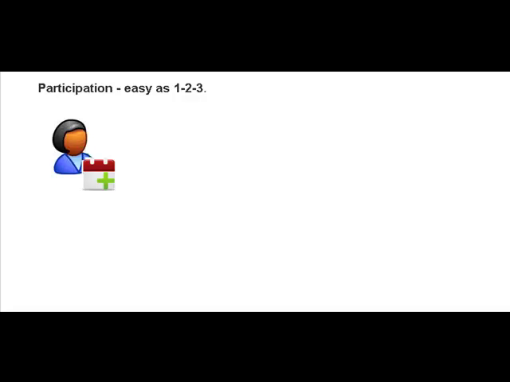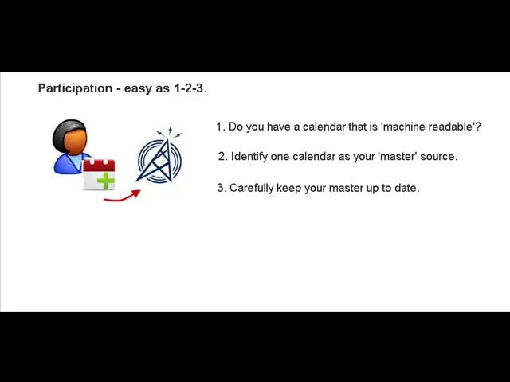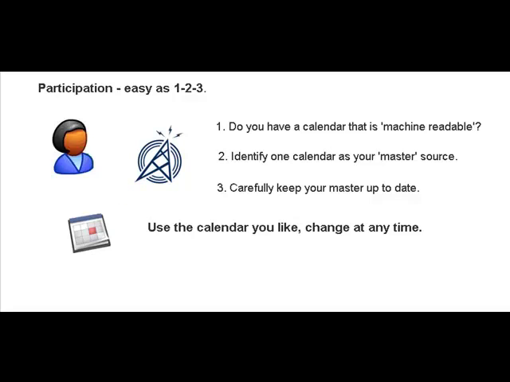As you've seen, syndication works by replicating a master. If you have events, you can assure that your information gets distributed correctly by making sure that the calendar you're using supports the necessary standards, that it is machine readable. Designate one of your calendars as your master, and then make sure that you keep your master accurate and up to date. At some point in the future, you may want to use a new or different calendar. Syndication doesn't care. All you have to do is designate it as your new master.